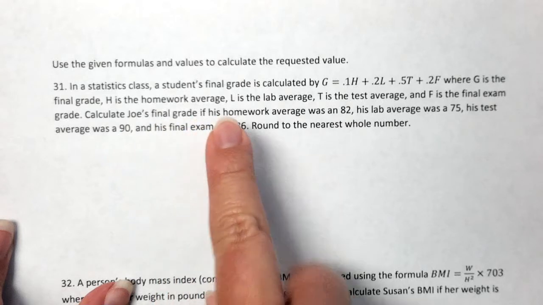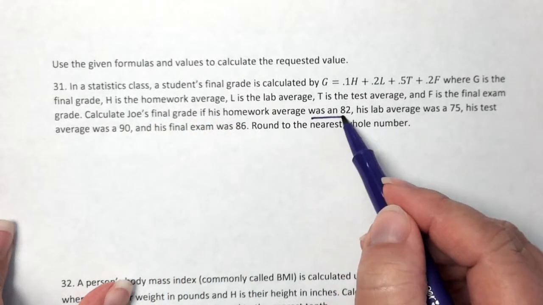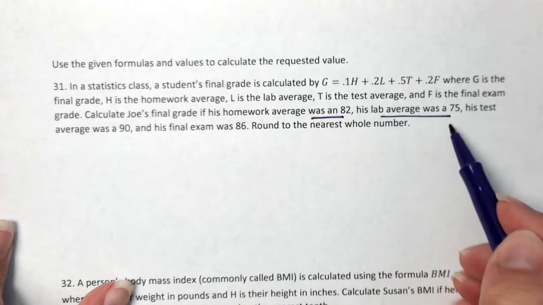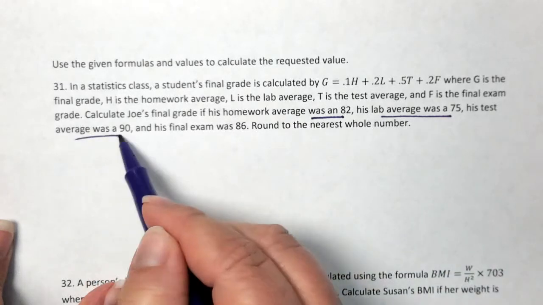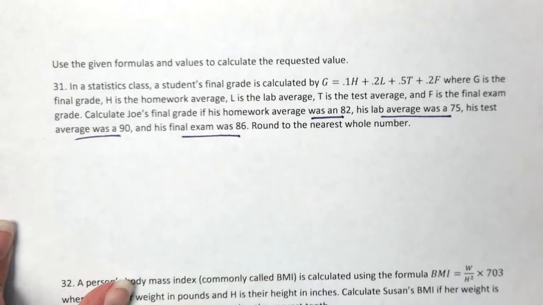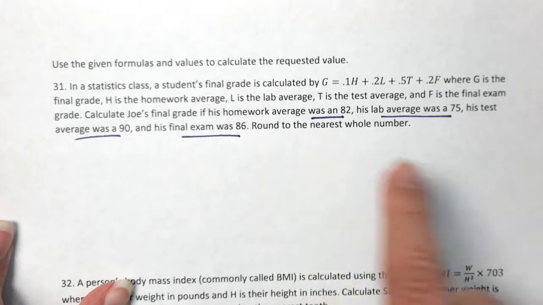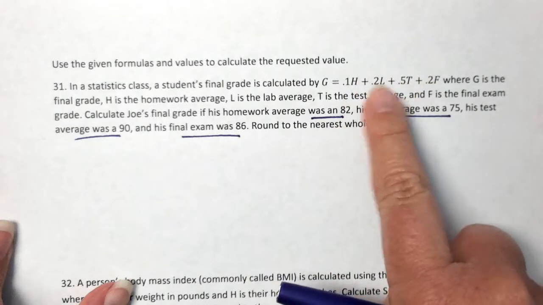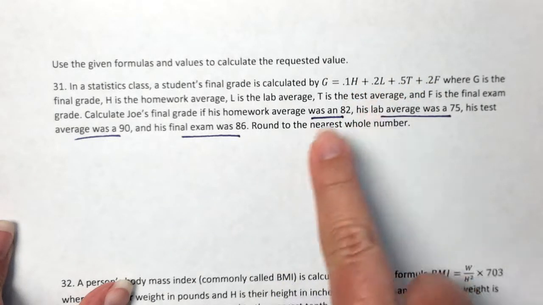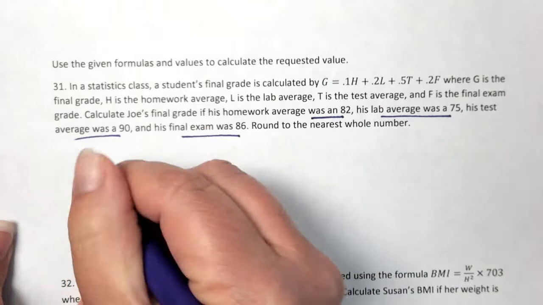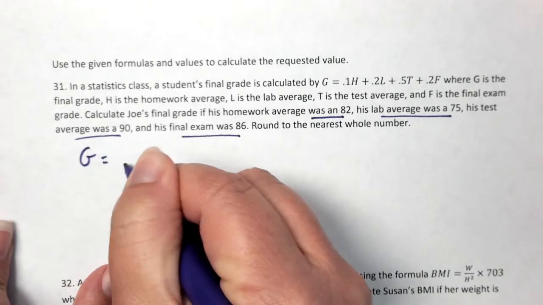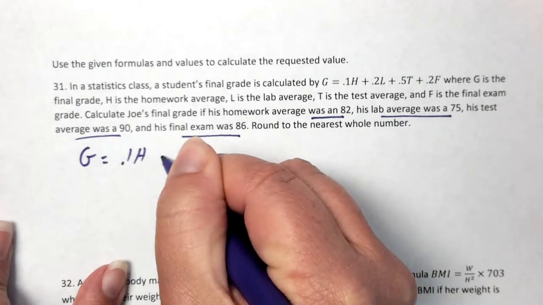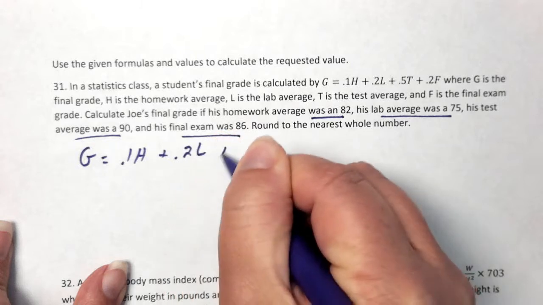Calculate Joe's final grade if his homework average was 82, his lab average was 75, his test average was 90, and his final exam was 86. Round to the nearest whole number. So notice these numbers they've given us, homework average, lab average, test average, are those same variables they mentioned up there. So we're just going to plug those numbers in and let the calculator do the number crunching for us. So this was our formula, just copying it down.